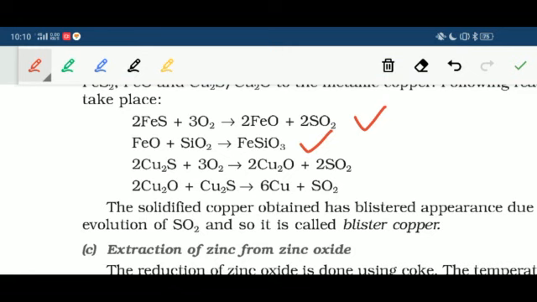So we are only left with copper sulfide, which is converted into copper oxide by roasting, and this copper oxide later reacts with copper sulfide. That means it undergoes self reduction to convert into copper. During this process, sulfur dioxide is also produced. That means the copper obtained has a blistered appearance on its surface due to the evolution of sulfur dioxide. Therefore this copper is also known as blister copper.